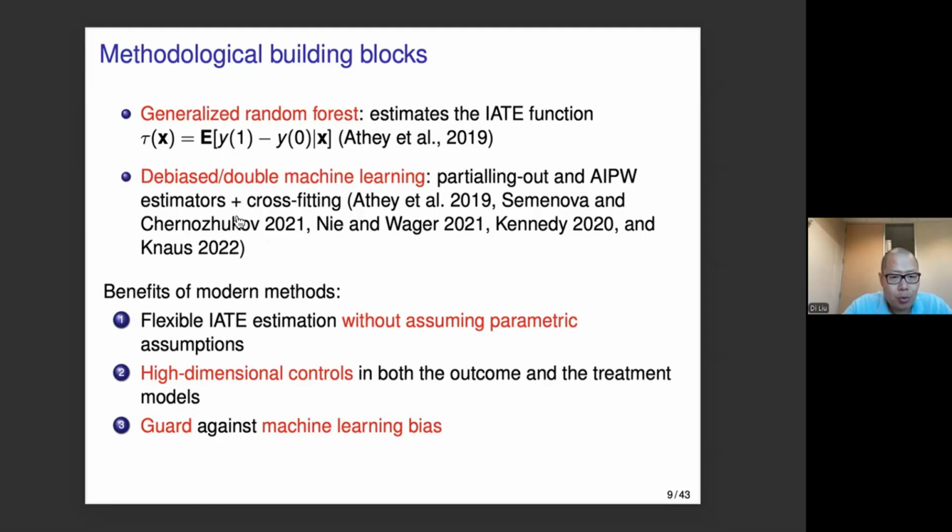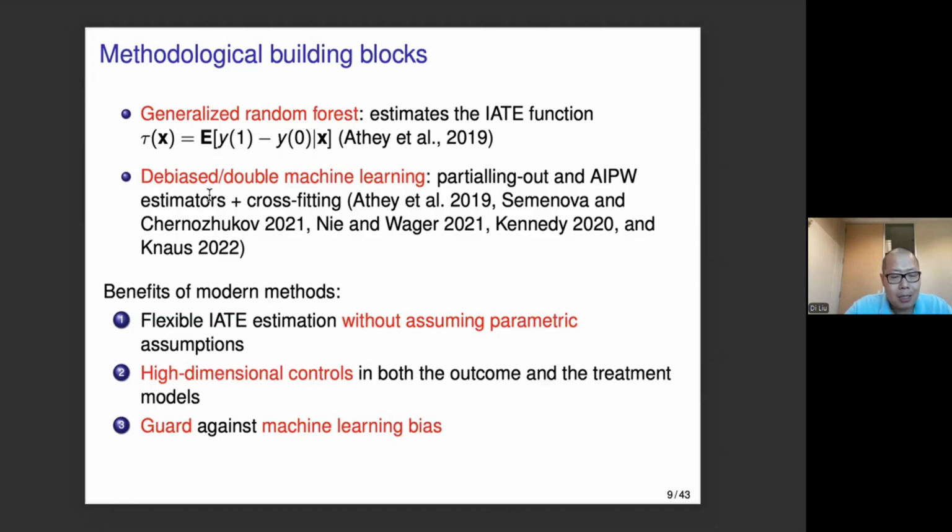So why do we need these two method building blocks? The first benefit is that using generalized random forest to estimate IITE functions allows us to estimate this function without assuming parametric assumptions. Because generalized random forest is non-parametric, and also it does not suffer from the curse of dimensionality as other traditional non-parametric methods do. So that's why we use generalized random forest.